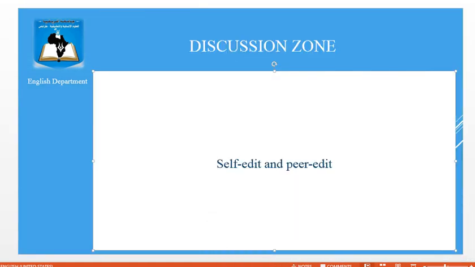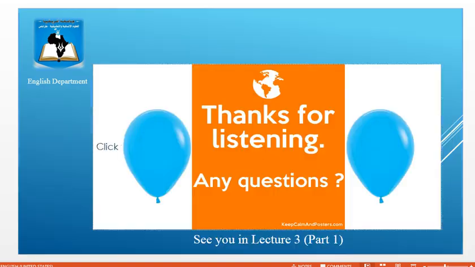Okay, we got to the discussion zone. What you are required to do is to choose one of these paragraphs, self-edited, and send it to someone in your group to peer edit it, and then we are going to discuss your editing with each other. That's the only discussion you are going to do for this lecture.